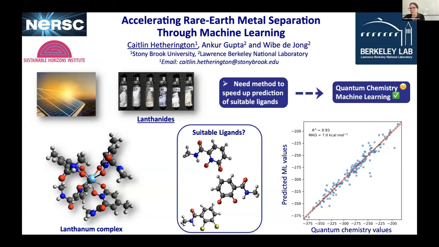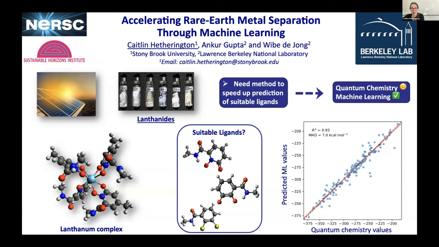However, since the properties of each of the lanthanides are very similar, separation from one another is very challenging. And the extraction process often consists of attaching ligands to the metal, as I'm showing here, and it's largely dependent on trial and error. And so the question is really, which ligands are most suitable for this extraction? We therefore need a powerful method to speed up the prediction of these suitable ligands.